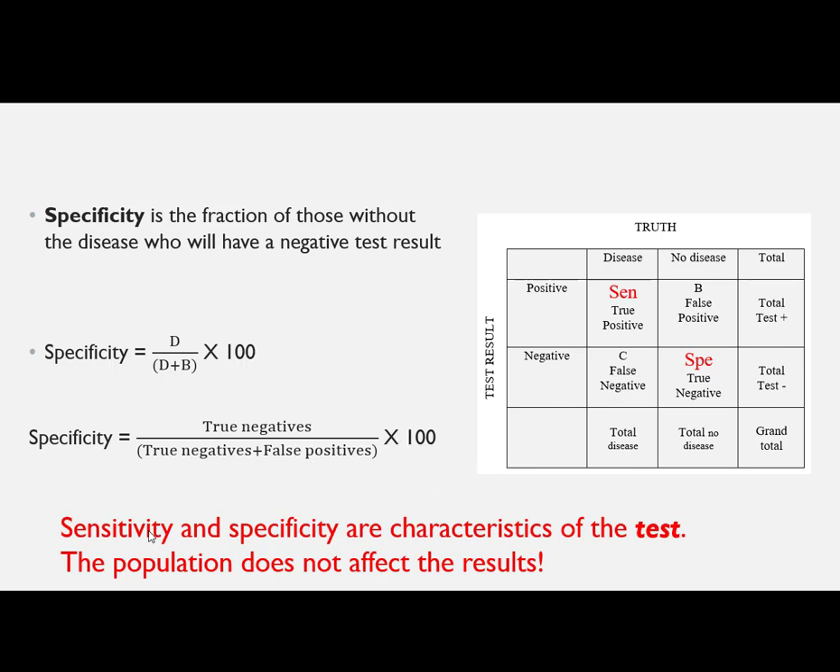Note, sensitivity and specificity are characteristics of the test. The population does not affect the results. And as your population changes, your test doesn't change. So it is a characteristic of the test and will remain the same regardless of the population. So if you're a test developer, this is what you're interested in. You want to know what is the specificity and sensitivity of the test that I have developed.